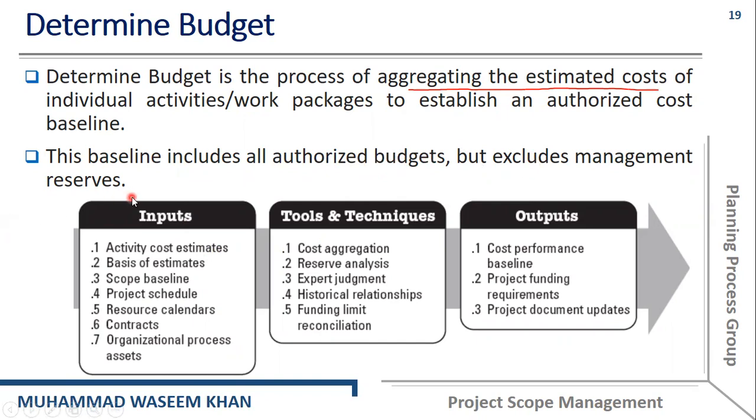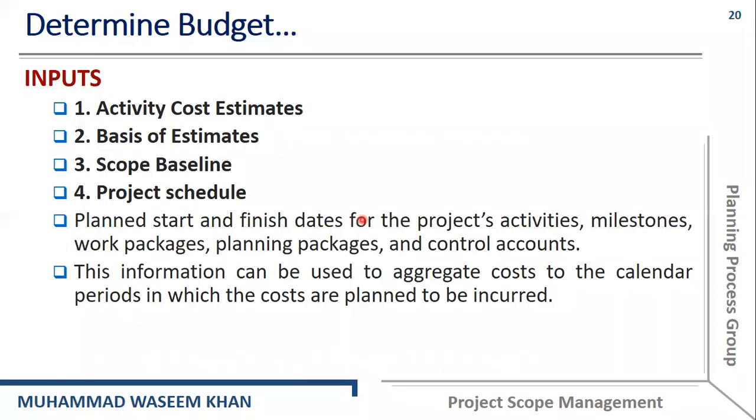We can have some inputs, tools, and techniques and outputs in determining the budget. Most of the inputs we have already discussed in the previous lectures, so we are not going to explain those inputs here. The input that we have discussed is activity cost estimates. Then the basis of estimates, then scope baseline, and the project schedule. And you know that what we do in the project schedule is plan the start and finish dates for each and every project activity.